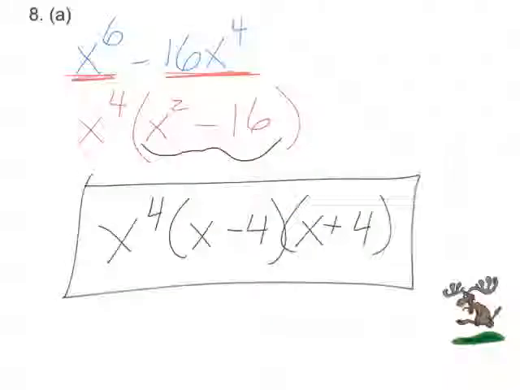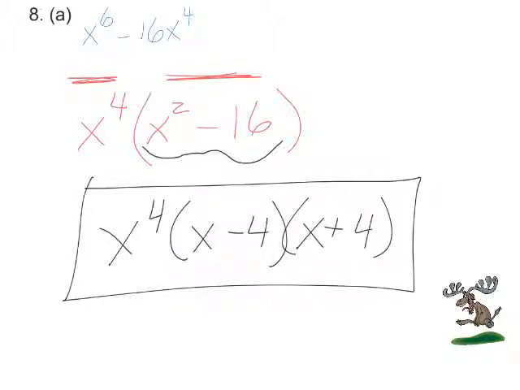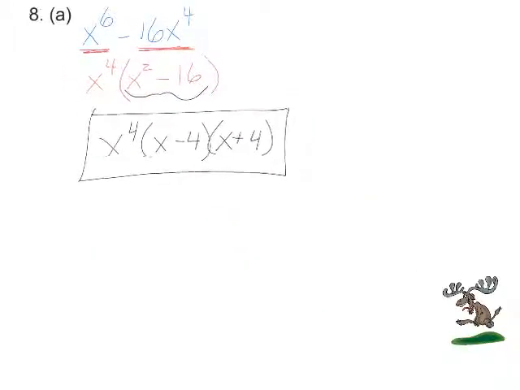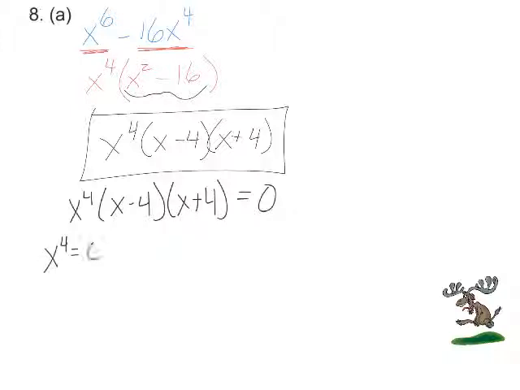Okay, for problem 8, we are taking the same equation and setting it equal to 0 to solve for x. So we can either start at the beginning or we can start at our factored form. I find that oftentimes it's easier to start with the factored form. And if we're going to do that, what we're going to say is x to the fourth times x minus 4 times x plus 4 is equal to 0. And we can apply the zero product property, which means either the first term equals 0, the second term equals 0, or the third term equals 0.